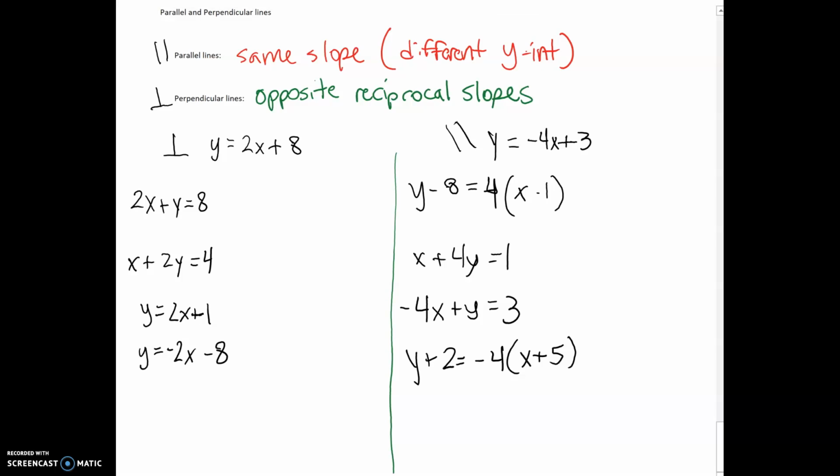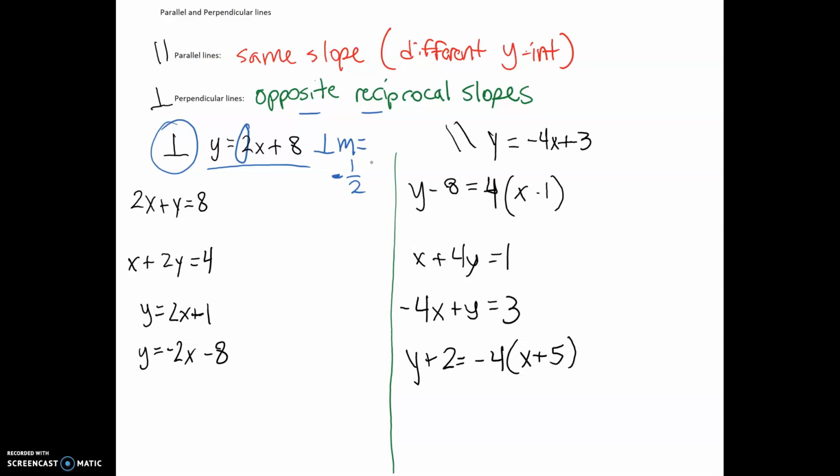So the first problem asks for a line perpendicular to y equals 2x plus 8. The slope is 2 and we were to think opposite reciprocal, the opposite reciprocal of 2. So opposite means we need a negative number. Reciprocal means we need to flip it over. So we're looking for the line that has the slope of -1/2.